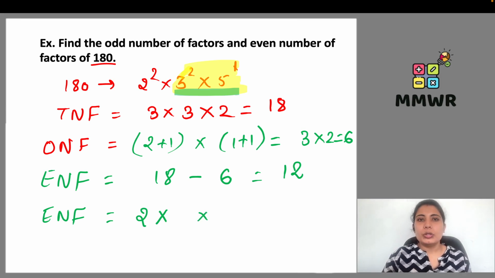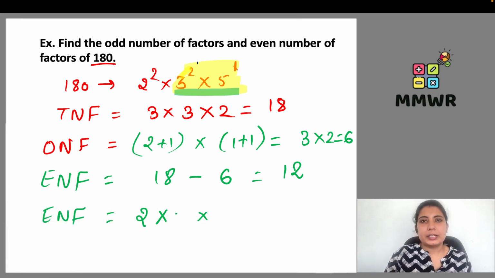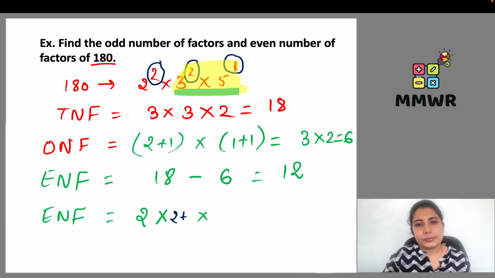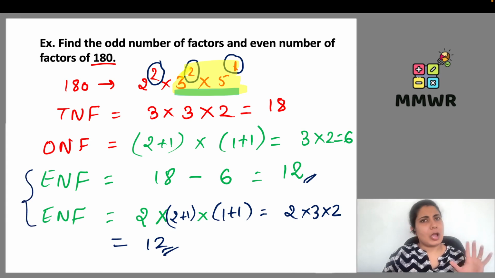So 3 to the power 2, let me change the color here. Yes, 3 to the power 2. This I will write as it is, and here I need to add 1. 2 plus 1, 1 plus 1. So this gives me 2 multiply 3 multiply 2. 2 2s are 4, 4 3s are 12, which is the same as the answer. So in each case, however I do it, I get the same answer.